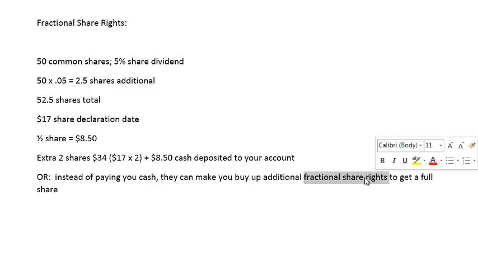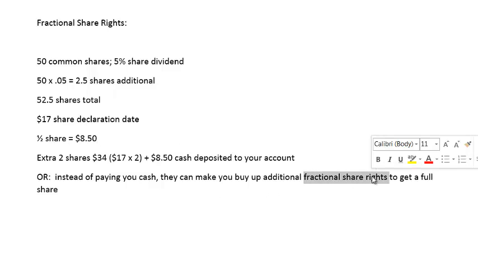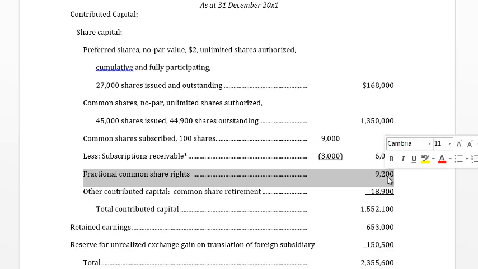So the right that you hold is going to allow you to buy full shares. So if you bought an additional right, and that right would give you the entitlement to half a share, you can combine it with the half a share you've got and get a full share for $17. But the right is actually to buy full shares, depending on how many rights you buy. So all we're saying here in our question is that there are some fractional share rights out there, and they're valued at $9,200. So they'll allow you to buy $9,200 worth of full shares.